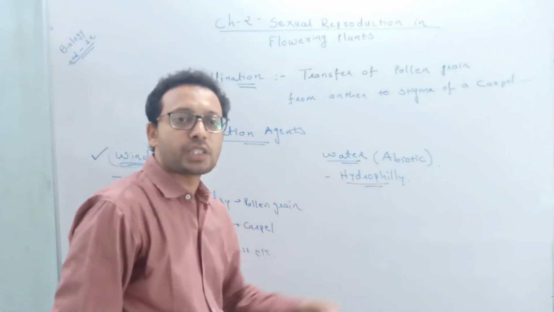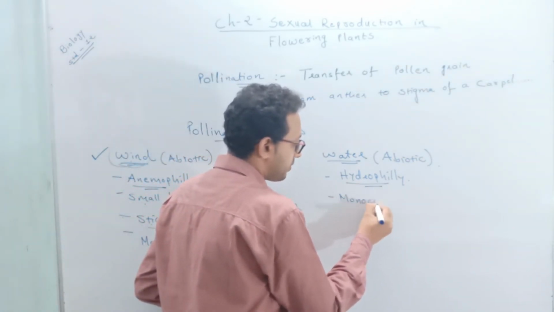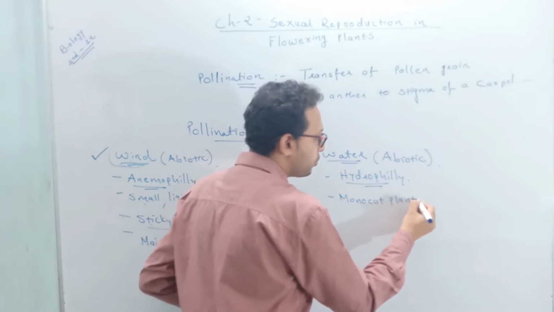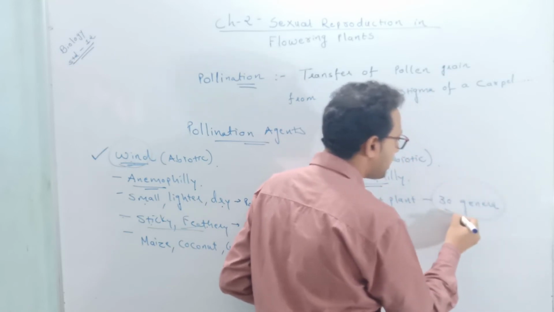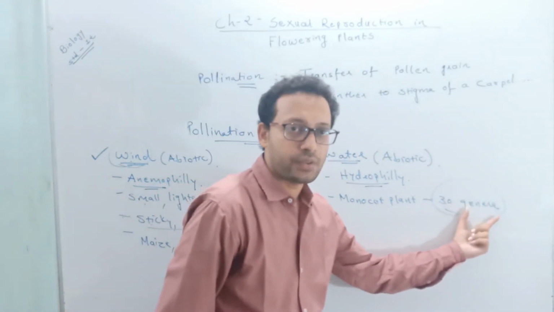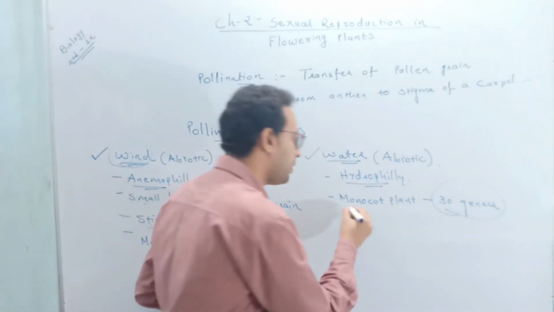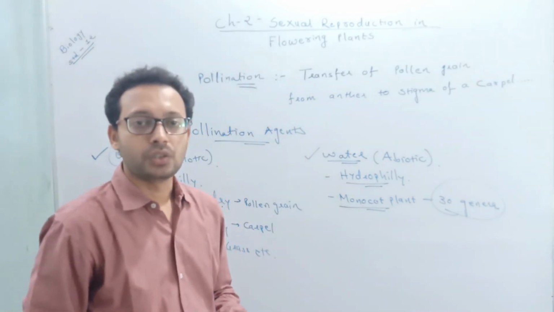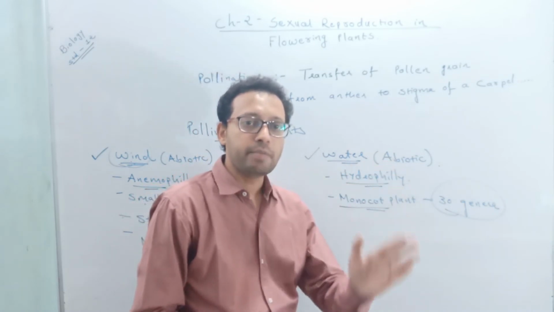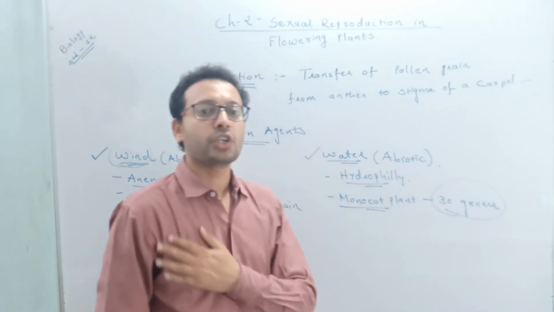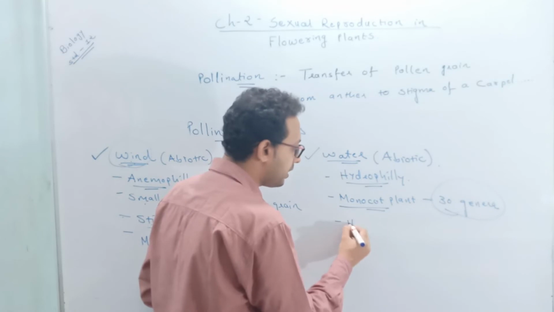Hydrophily, pollination with the help of water, is observed in monocot plants. It is observed in only about 30 genera. There is a limited quantity of plants. Only 30 genera show pollination with the help of water, and all these plants are monocots. I will give you a few examples in which it is reported. It is reported in Hydrilla.